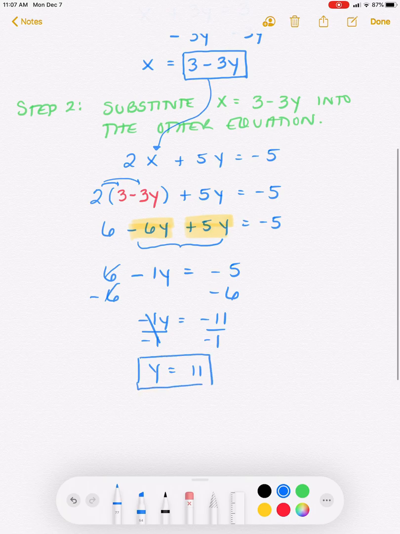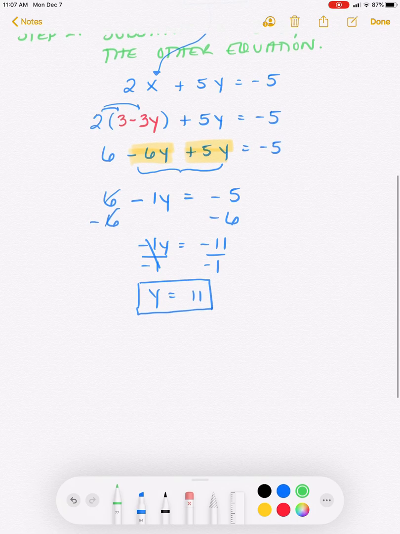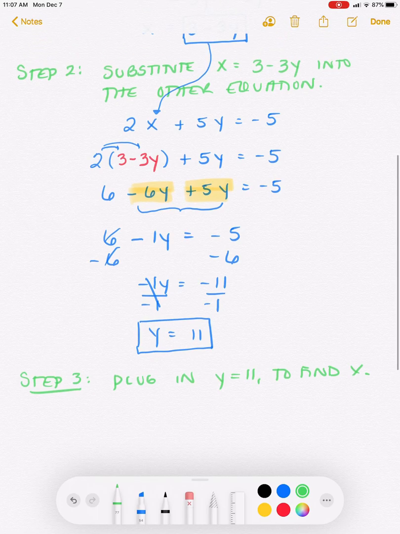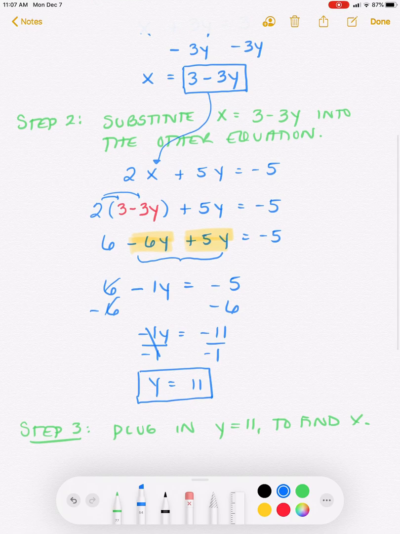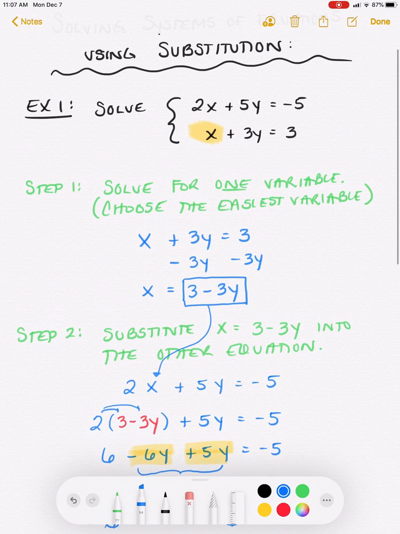All right, so that leads us to our third and final step, which is to plug in y = 11 to find x. Now I left that a little bit vague when I said plug in y = 11 because I'm going to scroll back up to the top here and I want you to look at the original equations. Okay, so we've got a couple choices. We could plug in y = 11 into this first equation.